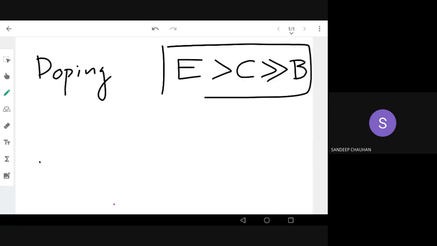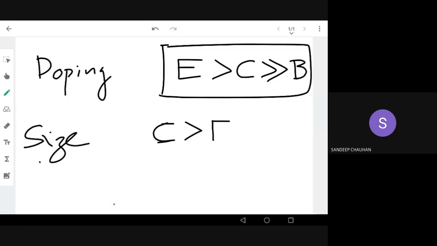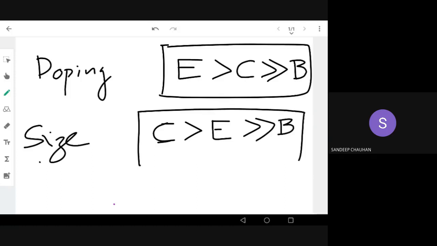So what's the meaning of this? Emitter is very heavily doped in terms of concentration. For example, in an NPN transistor, the N-type semiconductor has been doped very heavily. Collector is moderately doped, but somewhat lesser than emitter, and base is very lightly doped. Right. Now size. Based on size, we can again say the collector has the greater size, and the emitter slightly less size, and these are much greater compared to the size of the base region, right? So these two things I can just write like this.